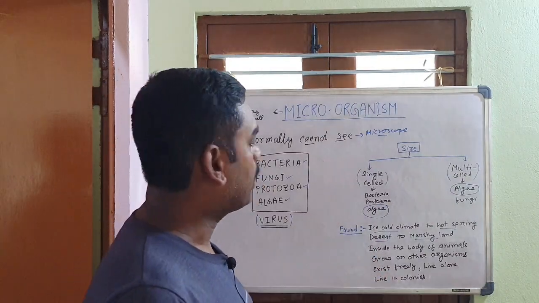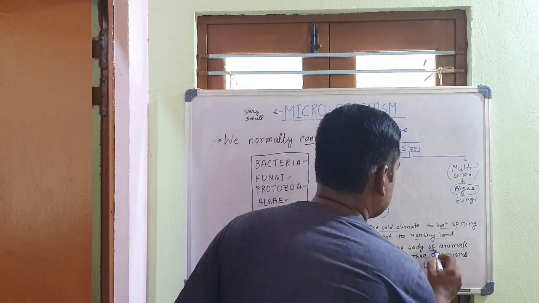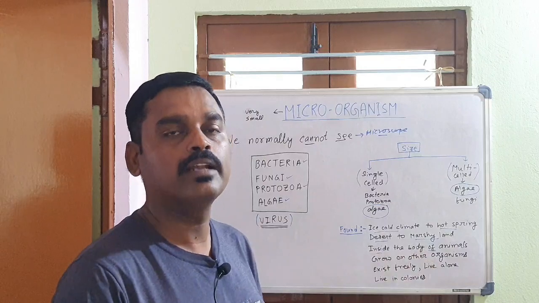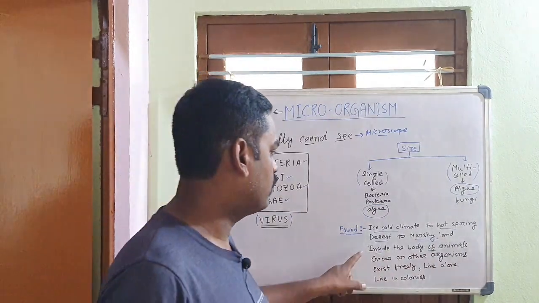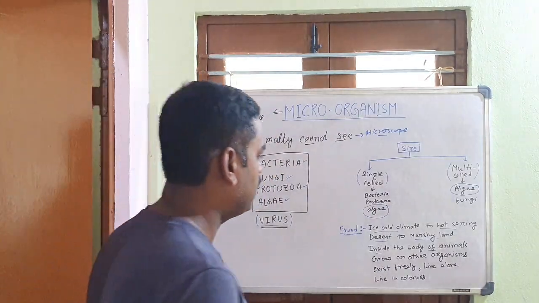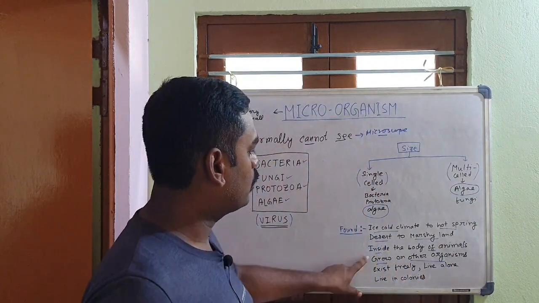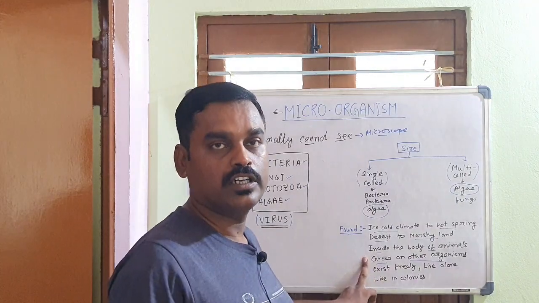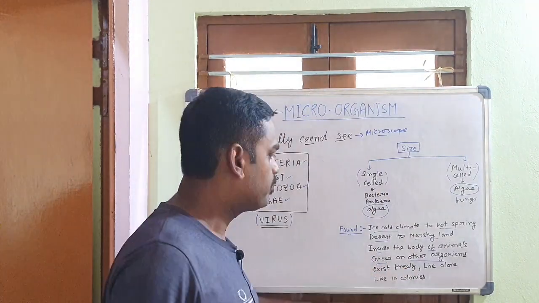Now some microorganisms can be found inside the body of an organism. The microorganisms that are found inside the body of an organism are basically parasites. They are called endoparasite because they are found inside the body. In the same way, some microorganisms can grow on other organisms. So these are also parasites, but as they grow outside the organism, they are called ectoparasite.